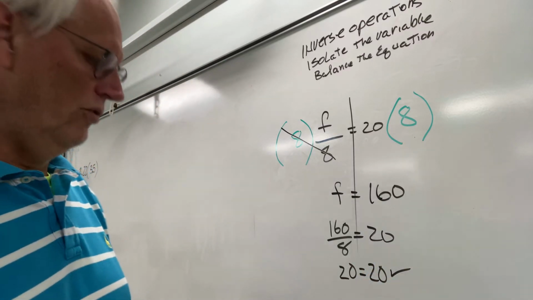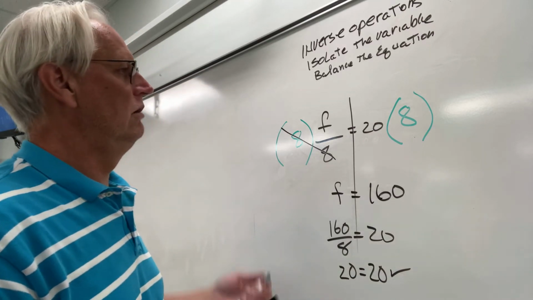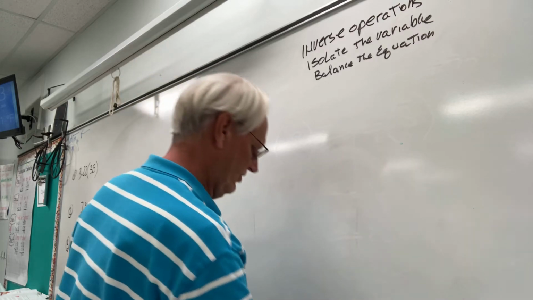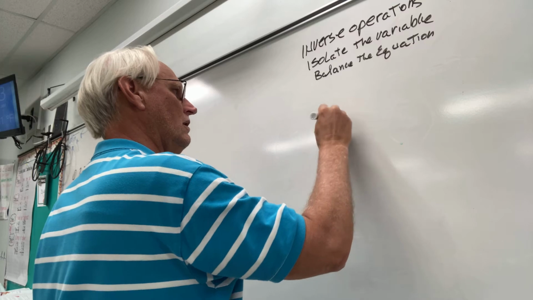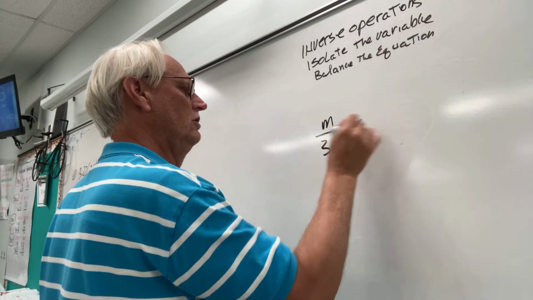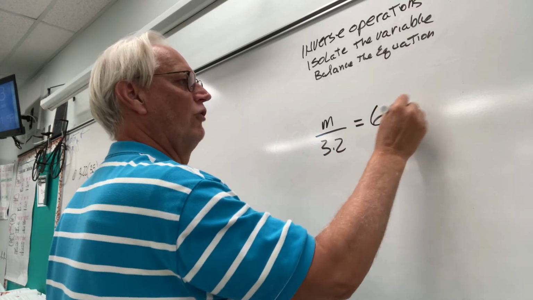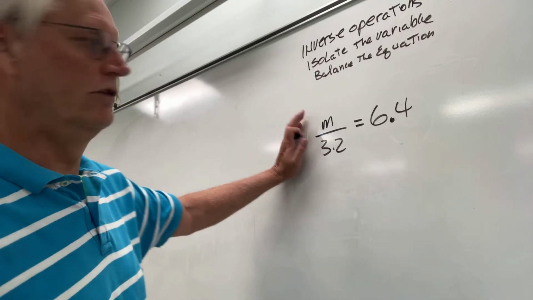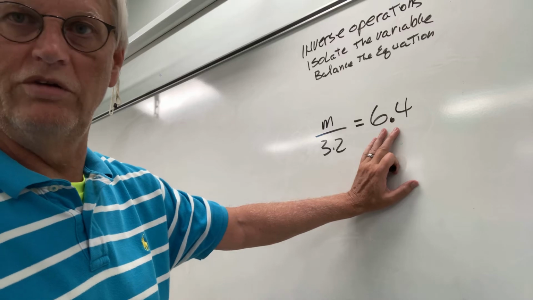Okay? So then what about, let me do one more. What if I have something like m divided by 3.2 equals 6.4? So I've got some number. I divide that number by 3.2, and I end up with 6.4.